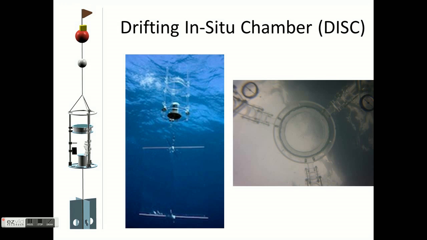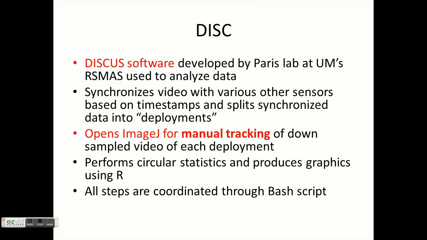This is the drifting in situ chamber, or the DISC. On the left you can see a diagram of what the DISC looks like. In the middle you can see the DISC being deployed, and in the far right image you see an image of the chamber of the DISC that's taken from the video camera mounted on the DISC itself. I won't get into too much detail about this, or the sensors that are on it outside of the camera, as they were talked about last time.